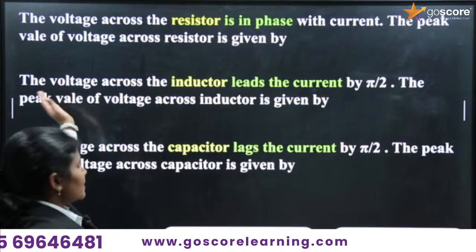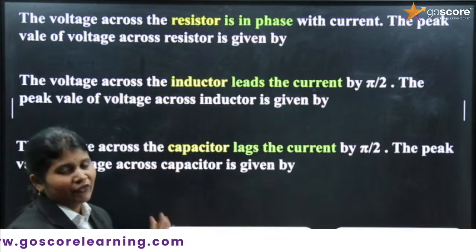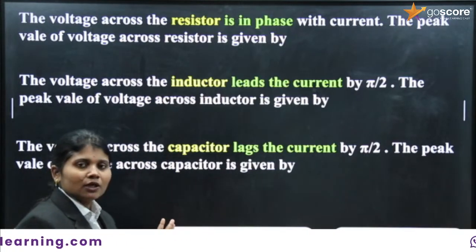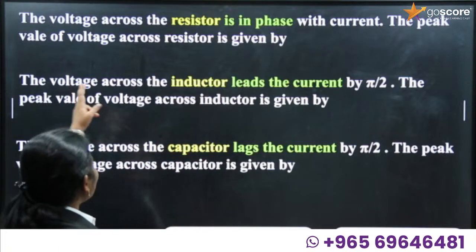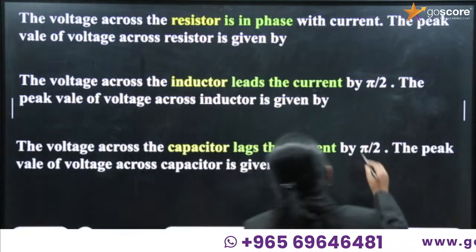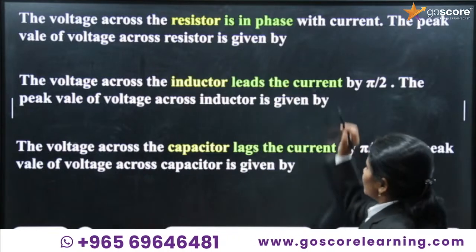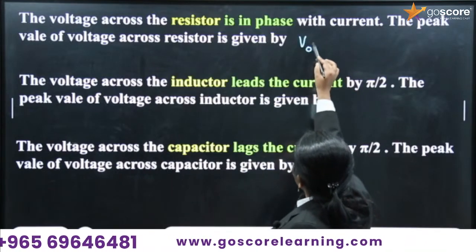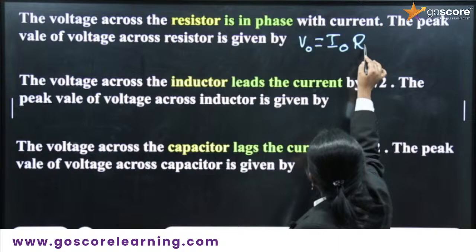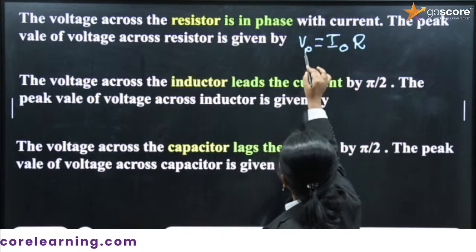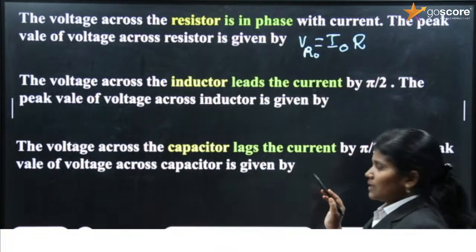When the AC supply is connected to the RLC circuit, the voltage across the resistor is in phase with the current. We know that across a resistor, voltage and current are in phase. The peak value of voltage across a resistor is V R naught equal to I naught into R, current into resistance.